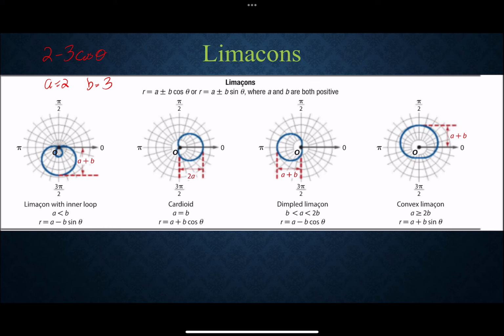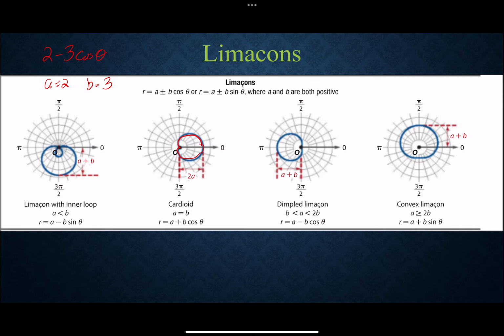Now, when you compare A versus B, you're going to create these 4 different types of limacons. The inner loop is the one where A is less than B. So, for example, the one I just wrote, 2 minus 3 cosine theta, would create an inner loop limacon. If A and B are the same, you're going to create what's called a cardioid. It kind of looks like a heart almost, going through and then hitting it and bouncing back up again.